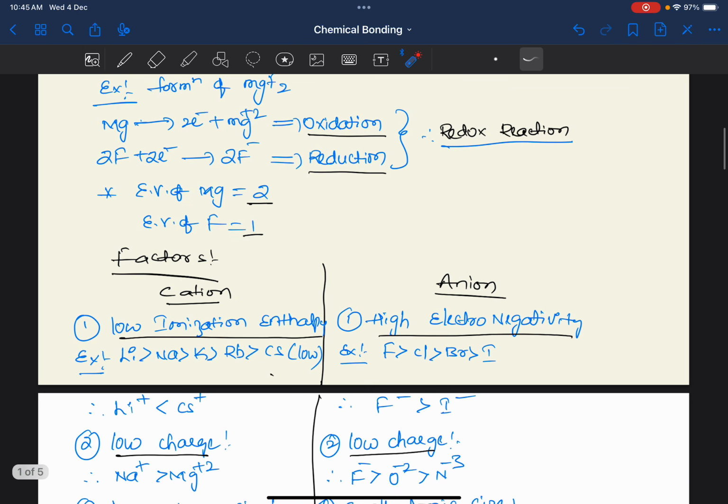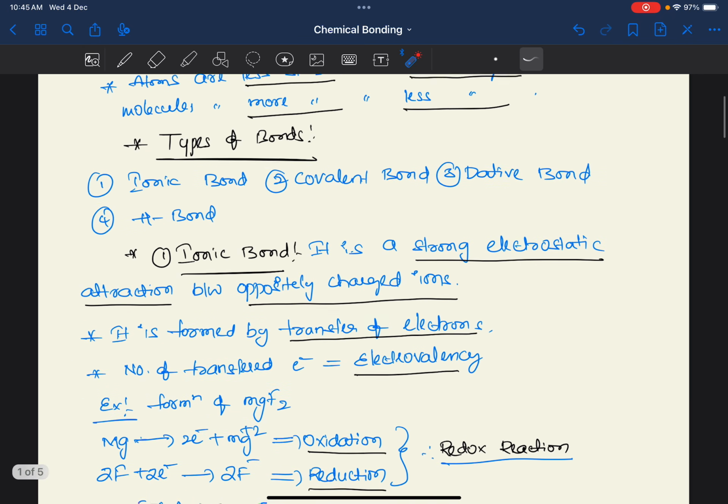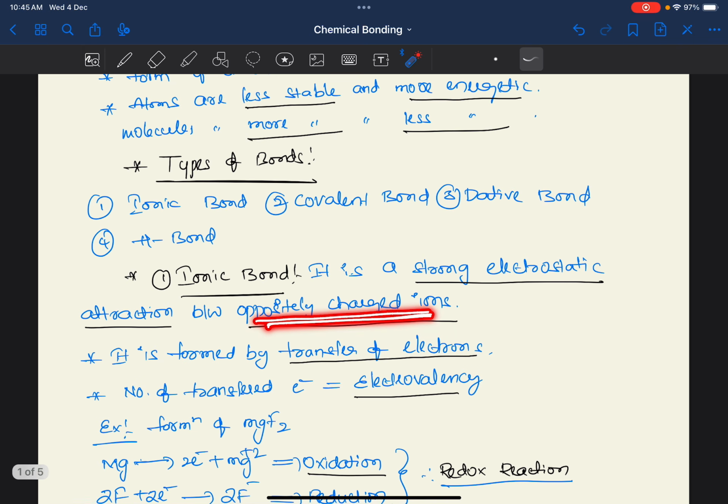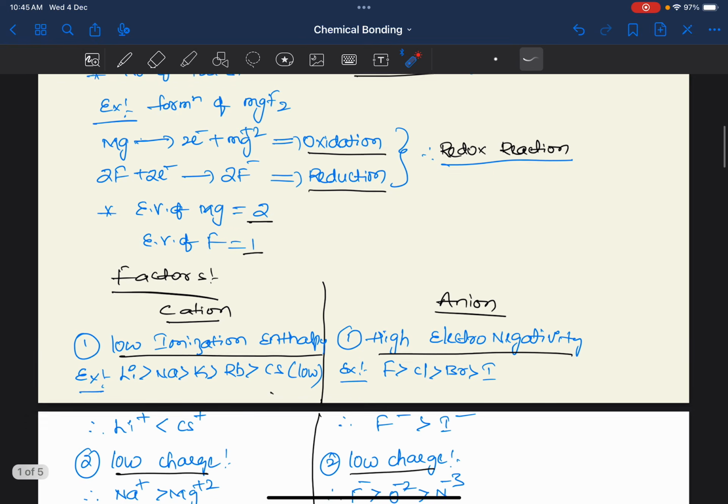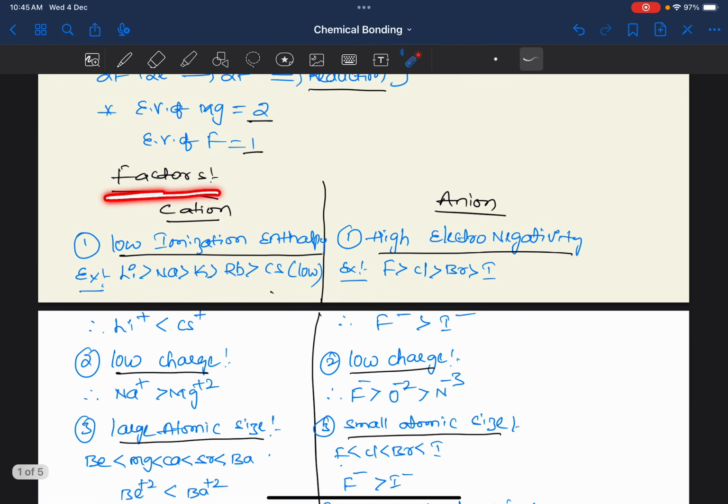Generally I said that an ionic bond is formed between a cation and an anion. Now the discussion is about which factors affect the formation of cations and anions. If cations and anions are there, electrostatic attraction occurs between the oppositely charged ions, and therefore an ionic bond is formed. Let me discuss which factors affect the formation of cations and anions.